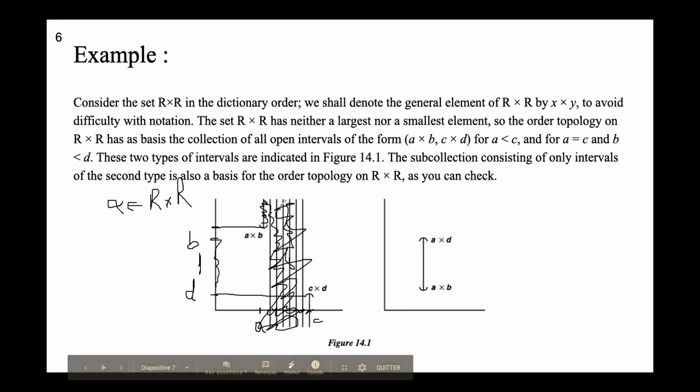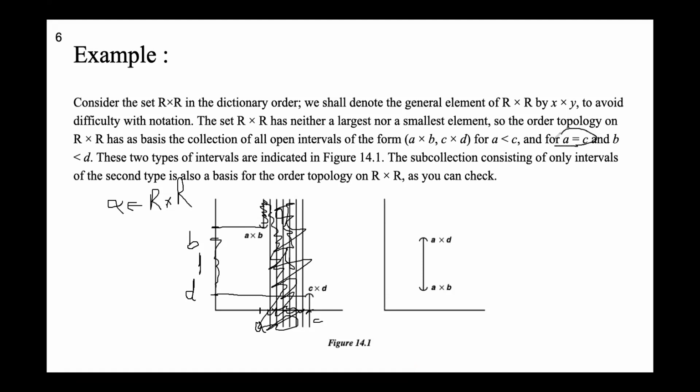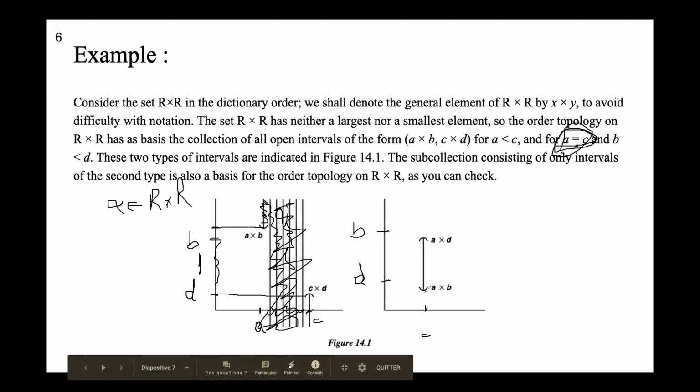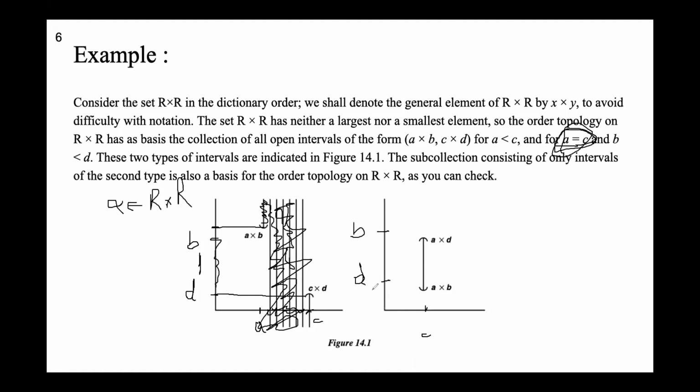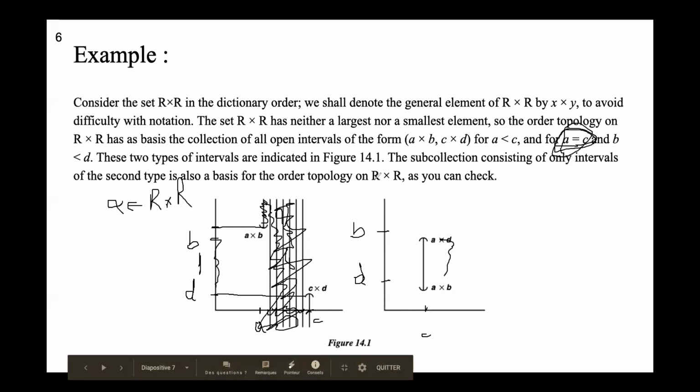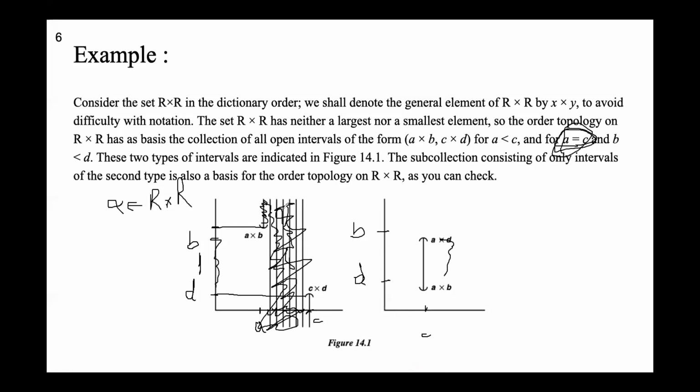Oh yeah, okay, sure. So here in the second form of intervals, we take A equal to C, right? So we will have only B and D, but A is equal to C. Then the set would be simpler than the other one, and every element of R times R would be here. All right? And that is the basis for the other topology on R times R.